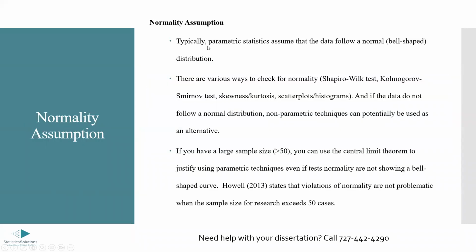Okay, and let's go into the normality assumption a little bit more. Most parametric statistics and analyses like t-tests and ANOVAs and regressions assume that your data follows a bell-shaped distribution. And there are many ways to check for normality. You can use tests of significance, like a Shapiro-Wilk test or a Kolmogorov-Smirnov test, where it gives you a p-value and it tells you, does the data follow a bell-shaped curve, yes or no? But you can also look at skewness and kurtosis values, and you can visually interpret normality with scatter plots and histograms. These are all valid approaches.